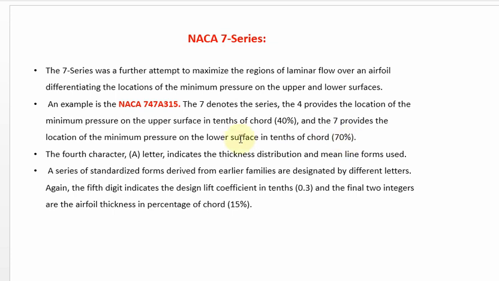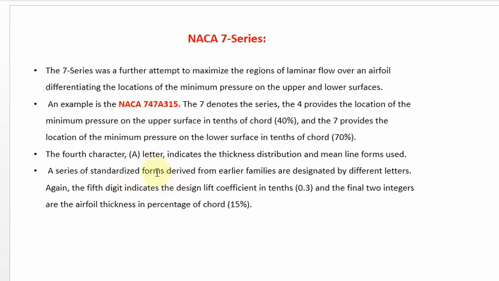Okay, so that is upper surfaces, here lower surfaces. You have to identify carefully. The second digit indicates the upper surfaces, and this third digit indicates the lower surfaces of your location. Okay, then the fourth digit, letter A, indicates the thickness distribution and mean line form used, the A series or standard form, because there are so many series available.